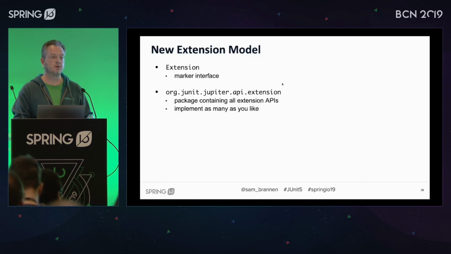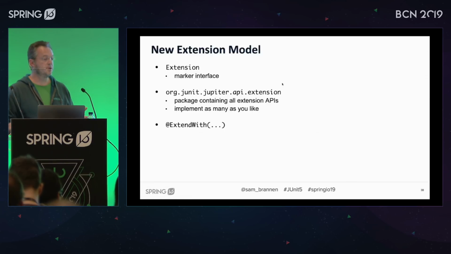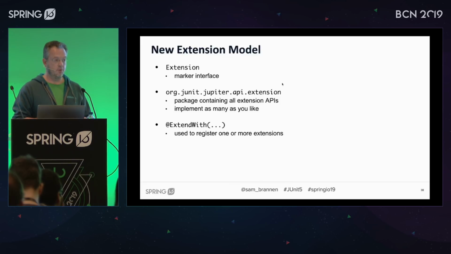And you can implement it as many as you like, which is nice. So you can pick and choose which extension APIs you implement in one concrete implementation. And you register that with @ExtendWith for registering one or more extensions at the same time. So you know, in JUnit 4 you couldn't have multiple runners. We support multiple extensions at the same time since the start for JUnit Jupiter.